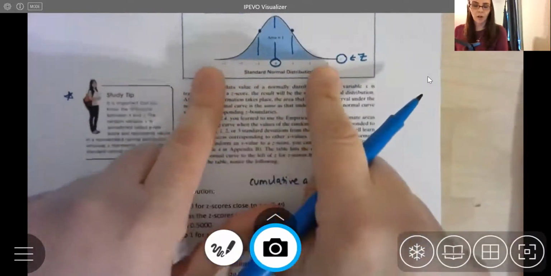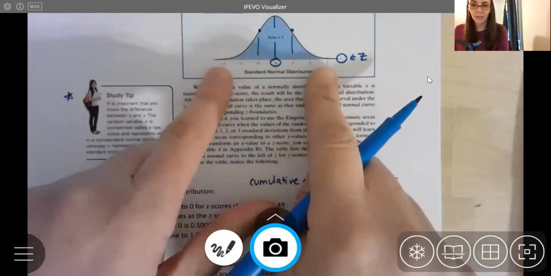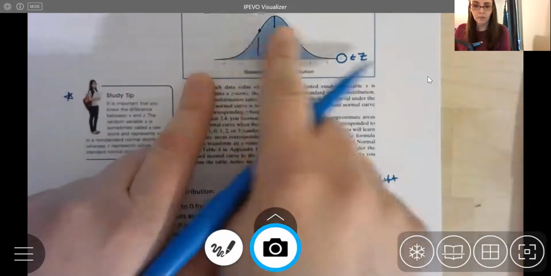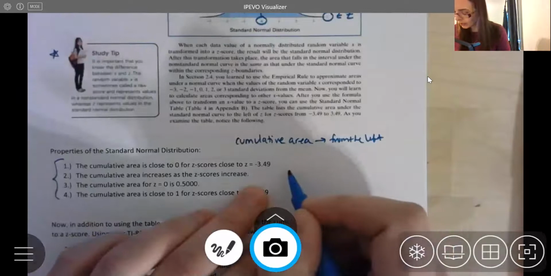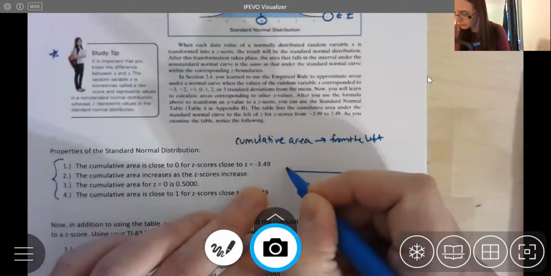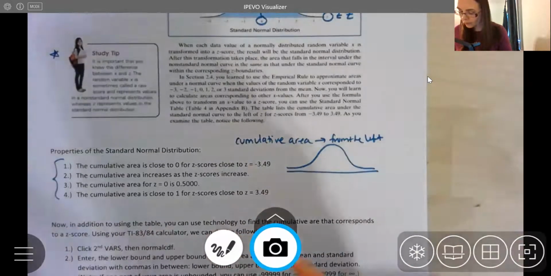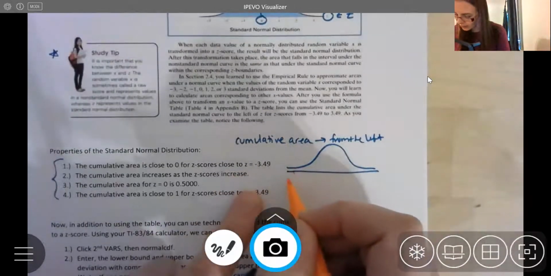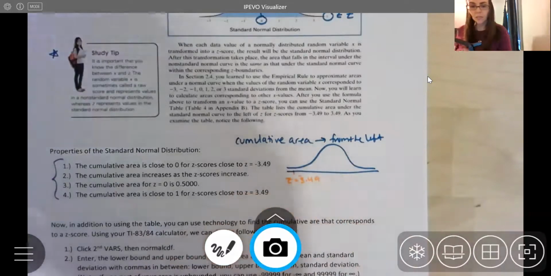So remember that most of our data falls within 2, if not definitely 3 standard deviations from the mean, right? 99.7% of your data is within 3 standard deviations. So you have most of your data right here in the center. So in this first example here, we have our normal curve. We're looking at the value of z equals negative 3.49. And it's going to be way on the left.